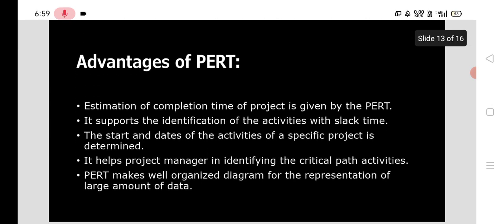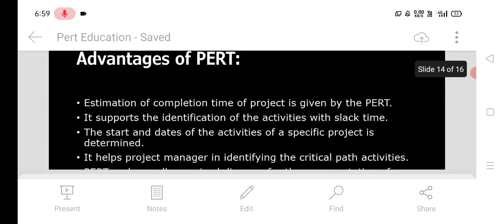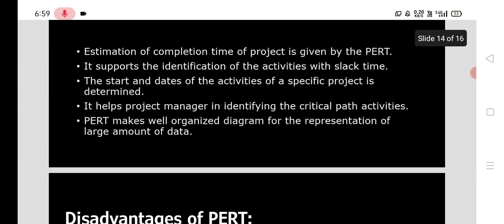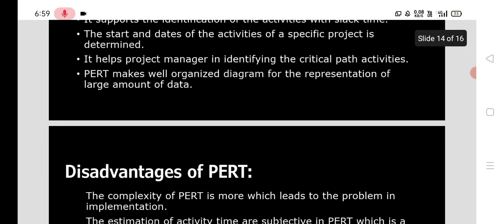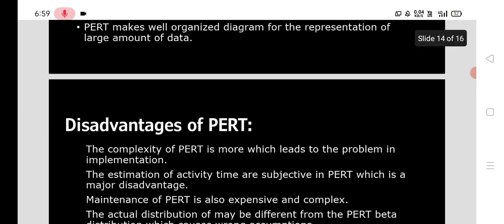Then the estimation of completion time of the project is given by PERT. It helps the project manager in identifying the critical path activities, and PERT is a representation of a large amount of data. It makes it easy for the project manager to handle the project very easily.